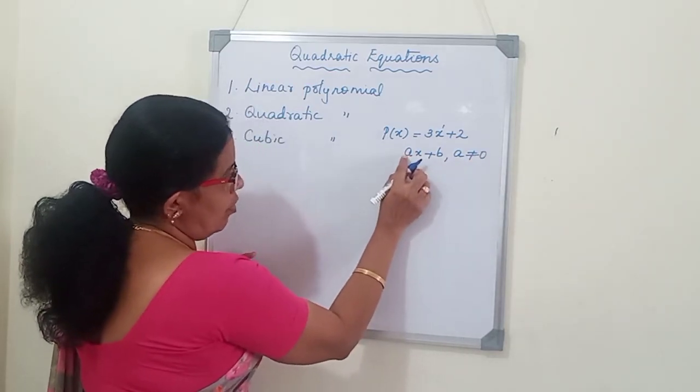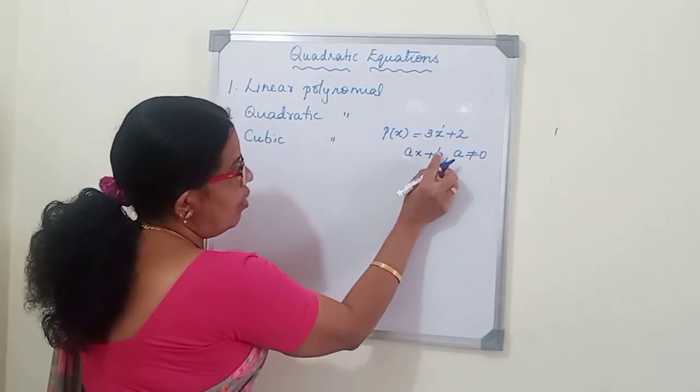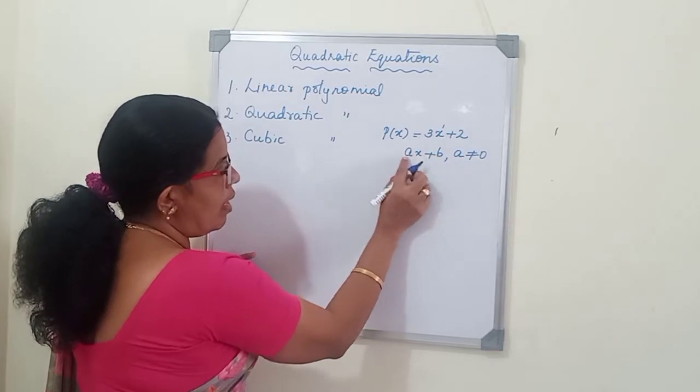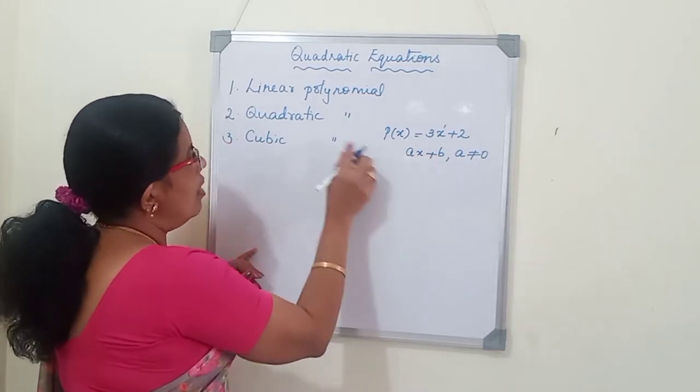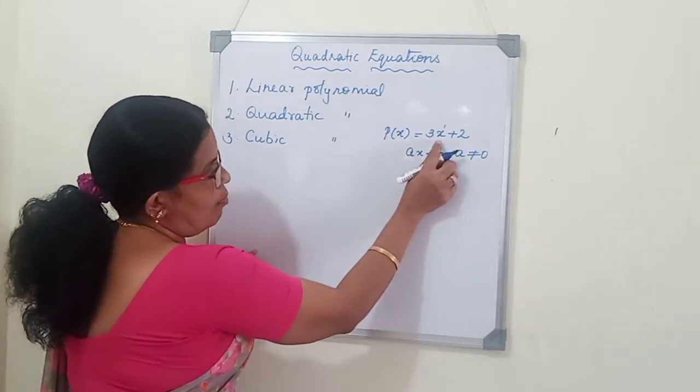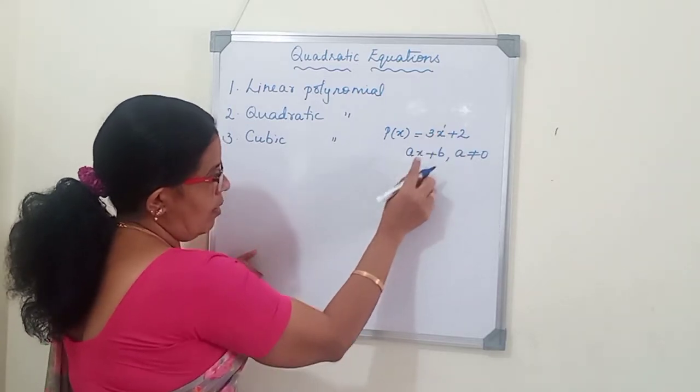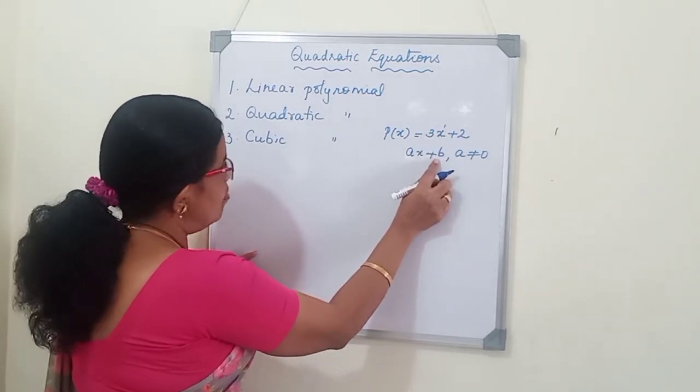If a becomes 0, 0 into x is 0, and we will get only a constant. a and b are real numbers or constant numbers. So a linear polynomial is a polynomial of degree 1. The general form is ax plus b.